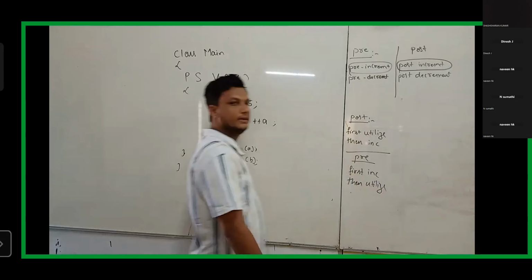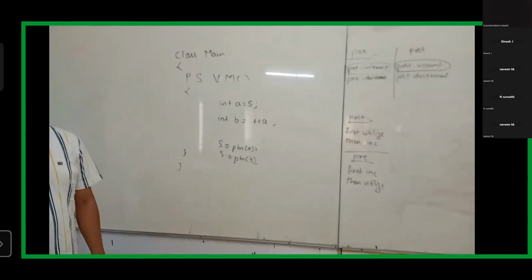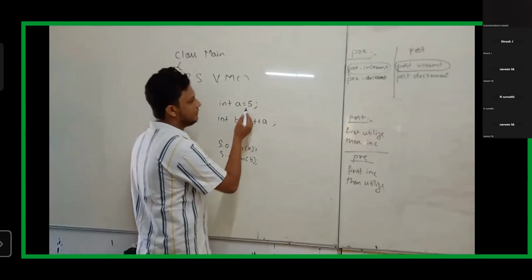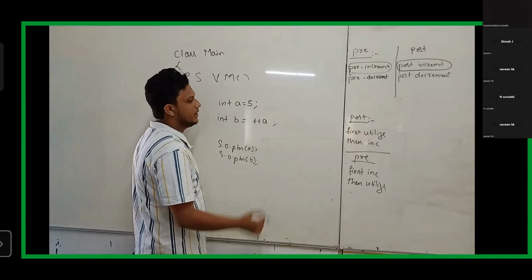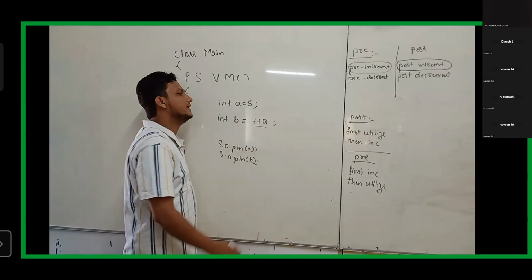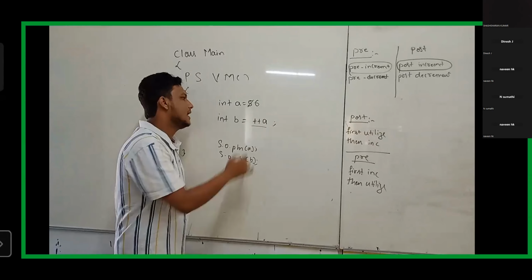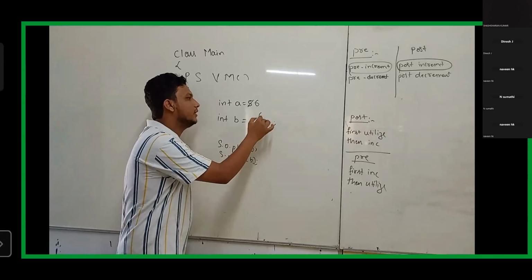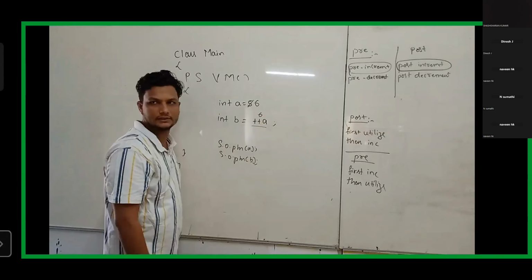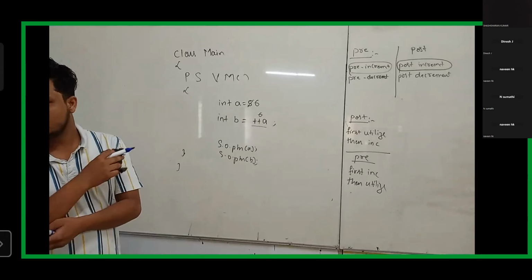Now let's see. A value is now 5. What kind of operation is it, pre or post? Pre. It says first increment. So whom do I need to increment? A value. So A will be incremented by 1, it is 6. Now A value here is 6, so B value is also 6. Clear? Understood? Copy first.